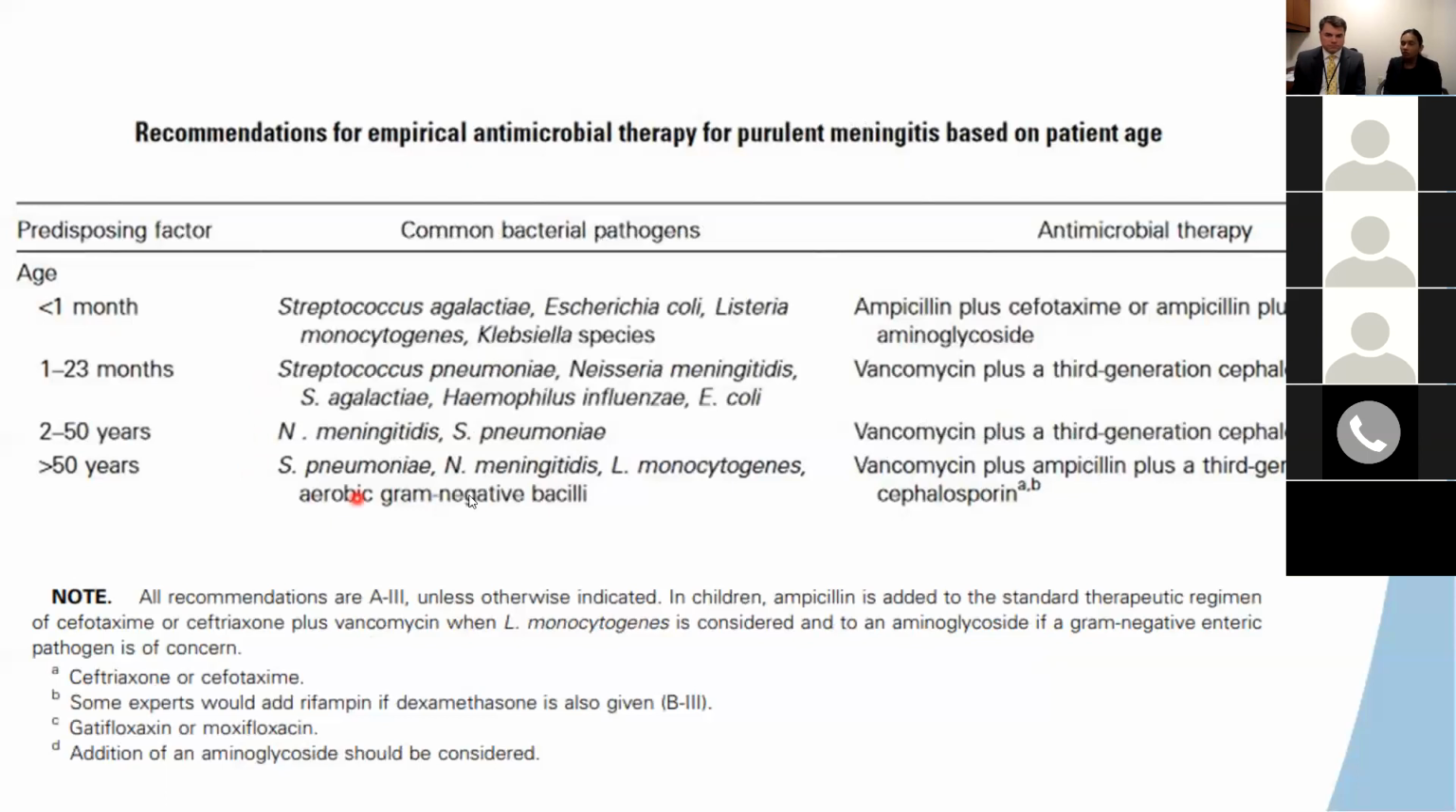So that's why you do Vanco, ceftriaxone with ampicillin. Ampicillin is for Listeria if you're less than 1 month or greater than 50 years of age. And the ceftriaxone dosing is 2 grams BID.